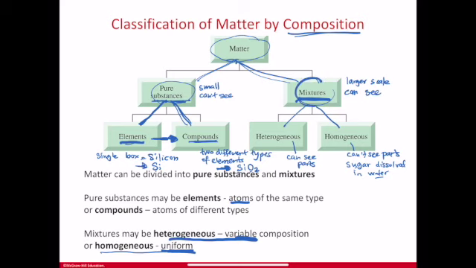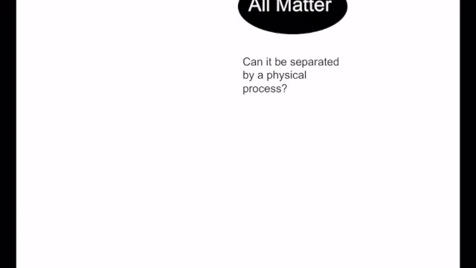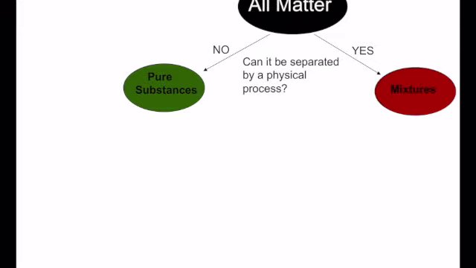And then mixtures, this is on a larger scale, heterogeneous or homogeneous. So when you take all matter, you are basically taking something and trying to figure out what box it goes into. First you ask, can it be separated by a physical process, like moving these to the left and these to the right? You can see the differences and separate. If the answer is no, you're talking about a pure substance. If you can separate, like you have a pepperoni pizza, you can take the pepperoni off and separate it from the rest of the pizza, then you're talking about a mixture.